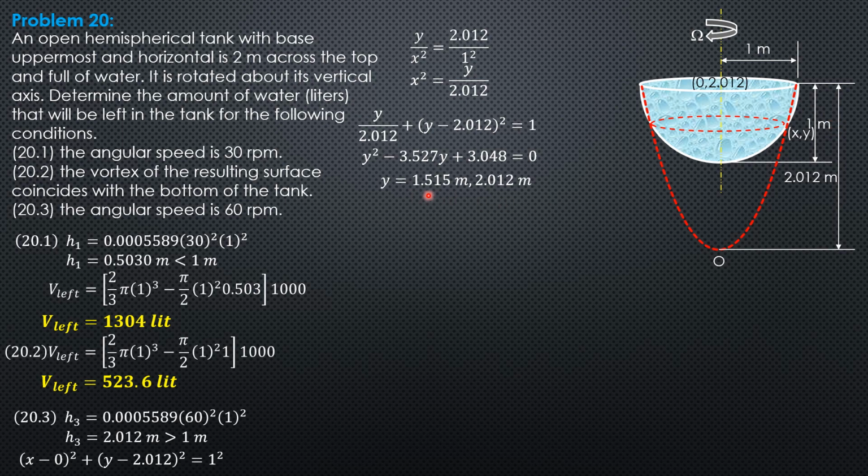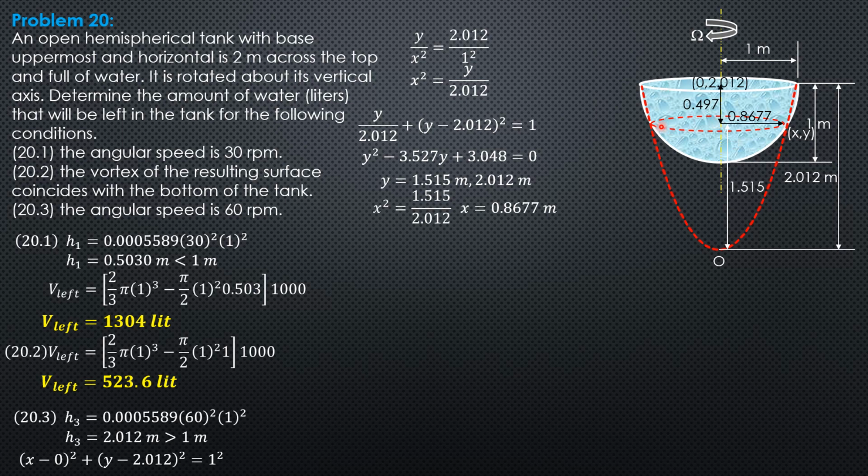So we just consider y equals 1.515, which corresponds to this value here, so that we can solve for this x, which is expected less than 1. So x squared equals 1.515 over 2.012, extract the square root. So x is plus minus 0.8677, so that's negative 0.8677, and that's positive 0.8677. Therefore, we have here the height, 2.012 minus 1.515, the height of this paraboloid of revolution with two bases, 0.497 meter.